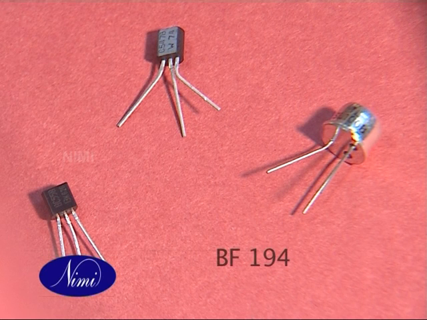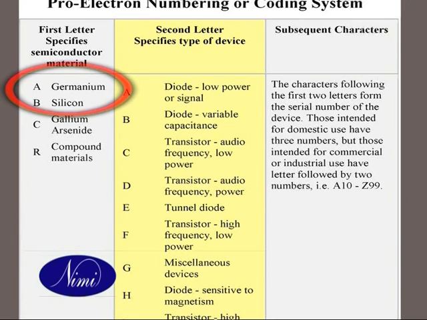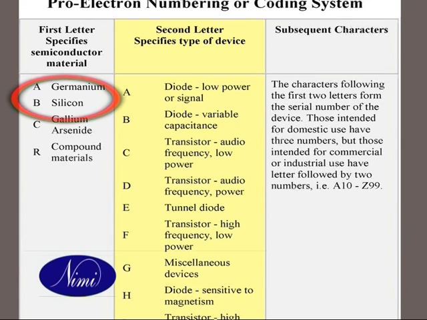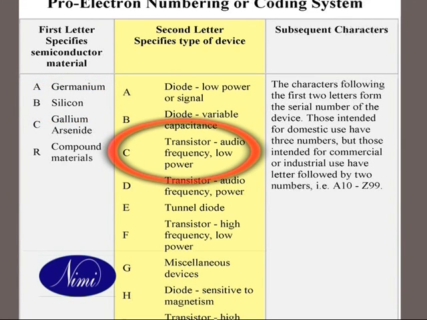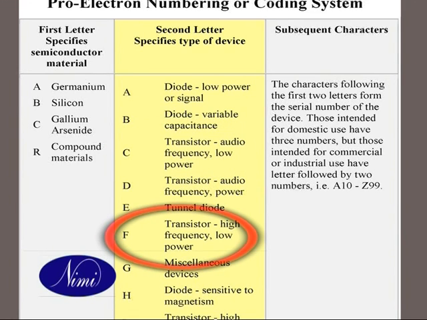AC127, BF194. The first letter A indicates a germanium transistor. The letter B indicates that it is a silicon transistor. The second letter C indicates that it is a low-frequency transistor used in audio frequency. If the second letter is F, it indicates a high-frequency amplifier, and it is used in IF or RF sections.